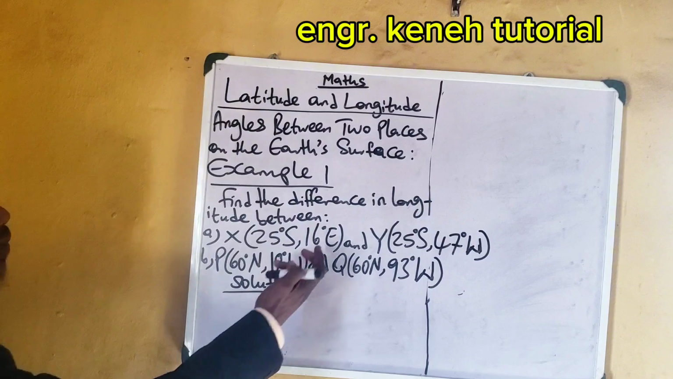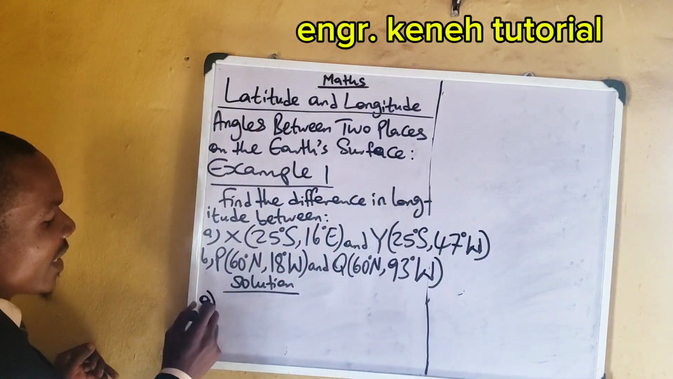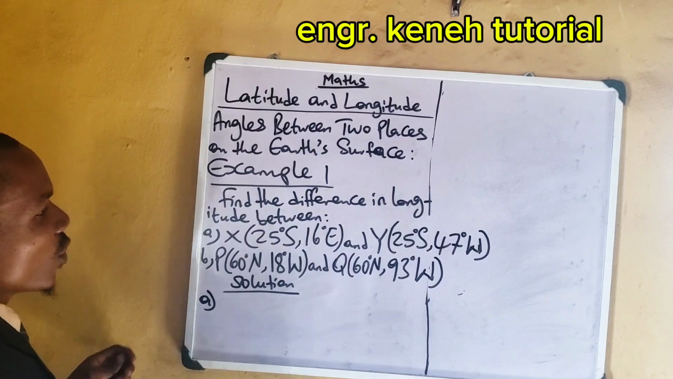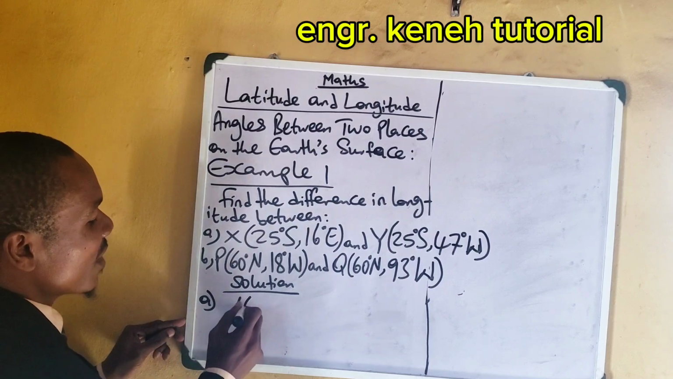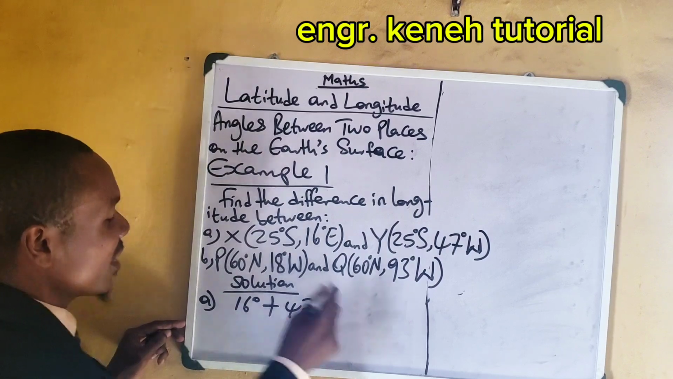Addition. Like here now, we have east and west. They are on different sides, so it should be addition. So you say this one will give us what? You have 16 degrees plus what? You have 47 degrees. Can you see that?